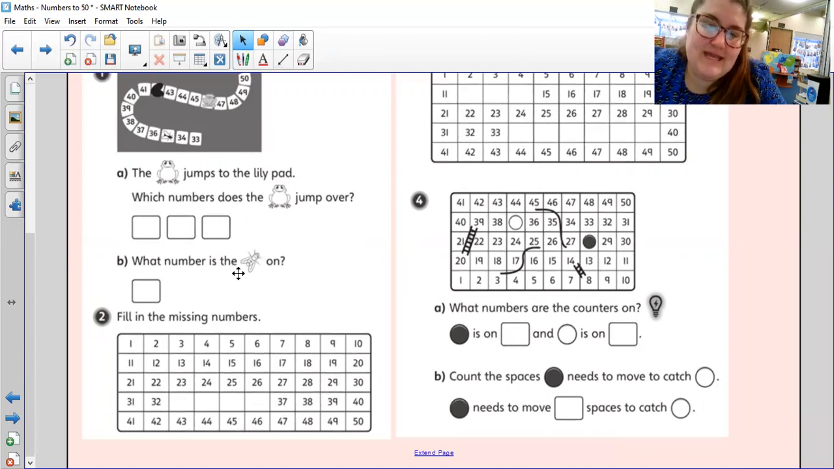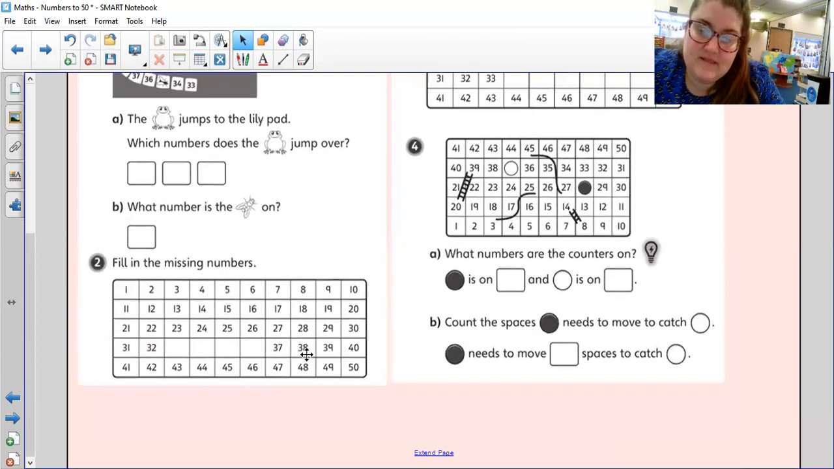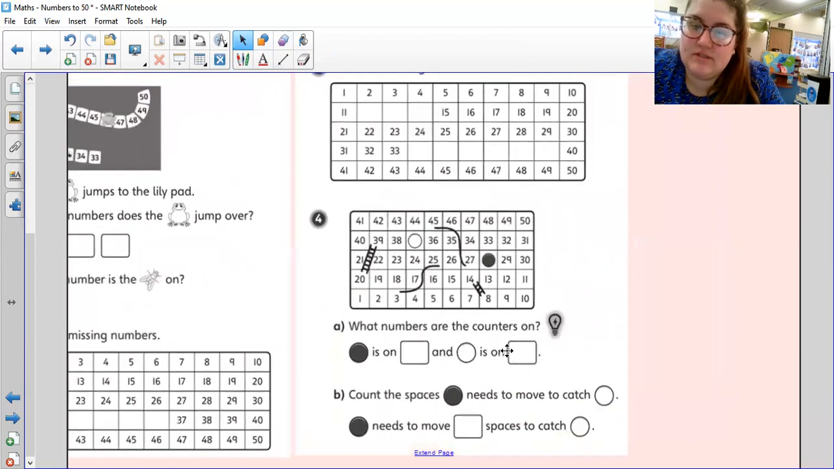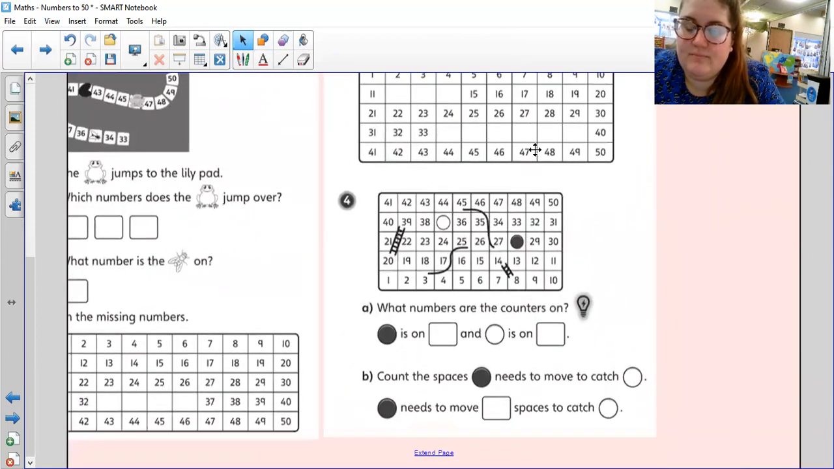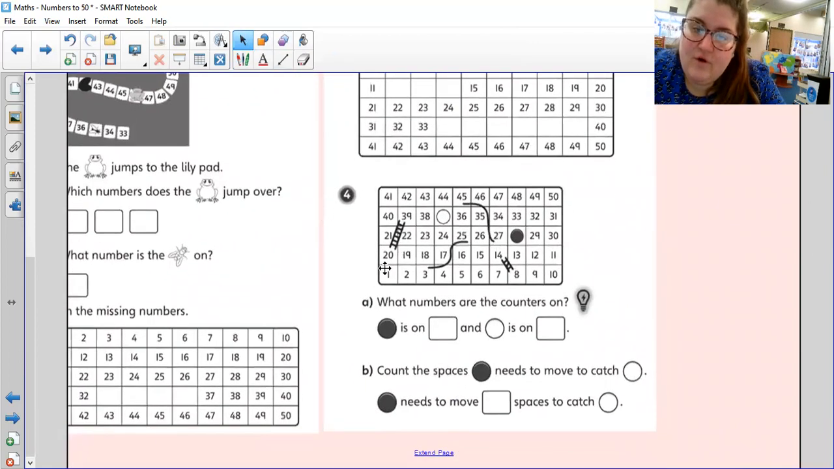What number is the fly on? So you can't see it. We can't see through the fly. We've got to use our knowledge of 1 more and 1 less to work it out. Number 2, fill in the missing numbers, just like we did a moment ago. And the same for number 3. Number 4, what numbers are the counters on?